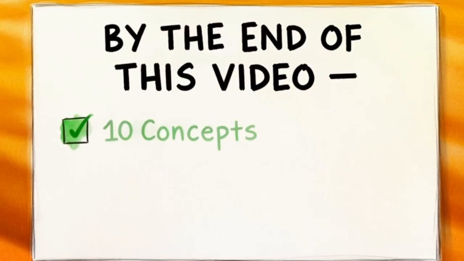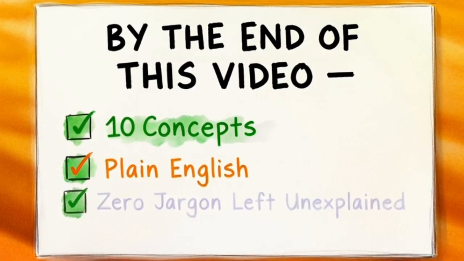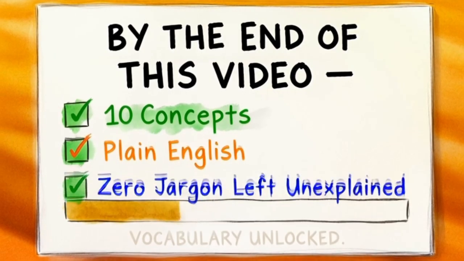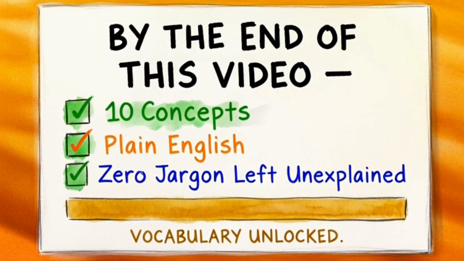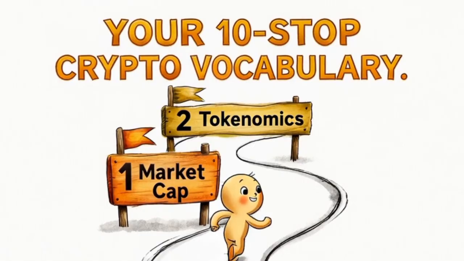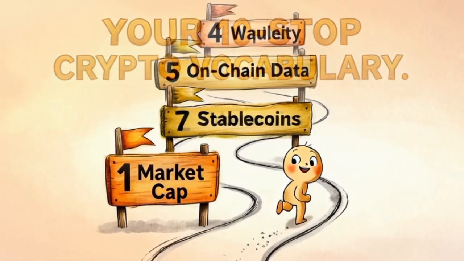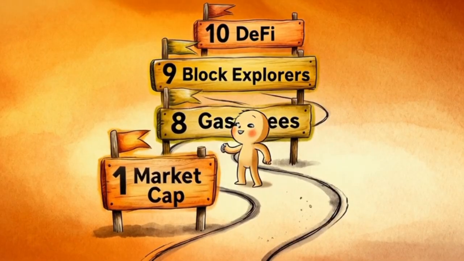So that is exactly what this video is. 10 concepts, plain English, no jargon left unexplained, no assumptions about what you already know. And by the end of this, whether you have been in crypto for 2 weeks or 2 years, you will have a vocabulary for this market that makes everything else you read and watch click into place in a way it never has before. Let's go through them one by one.